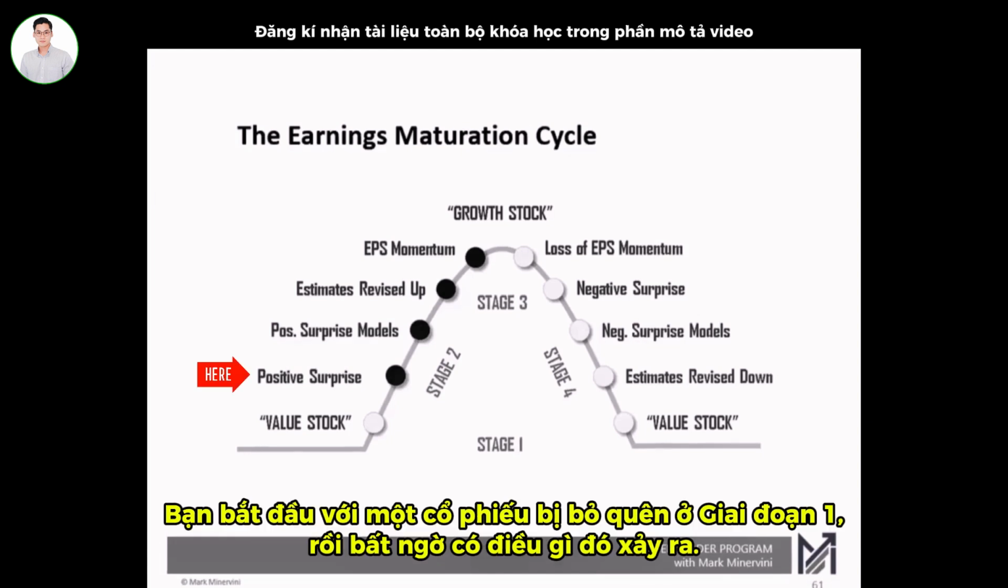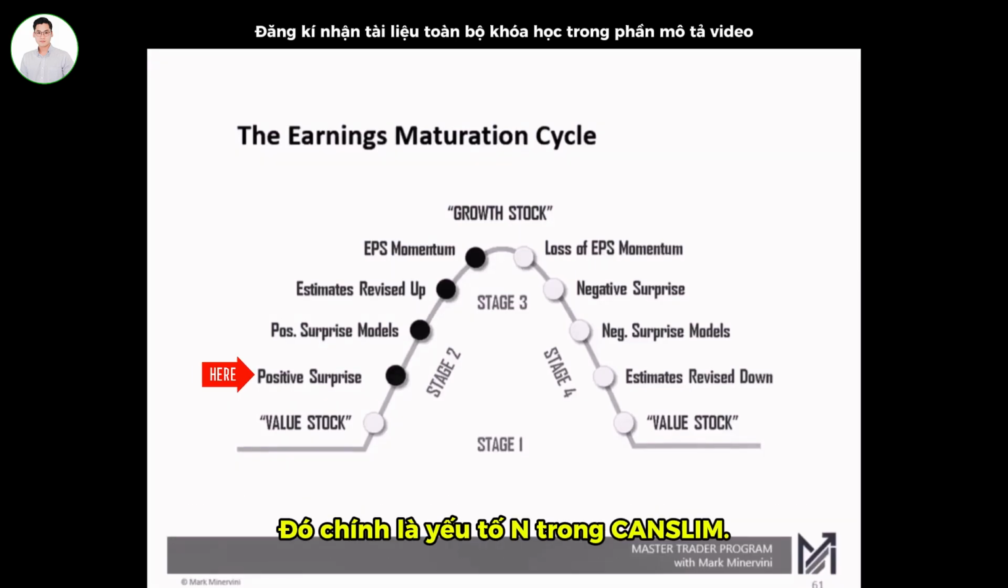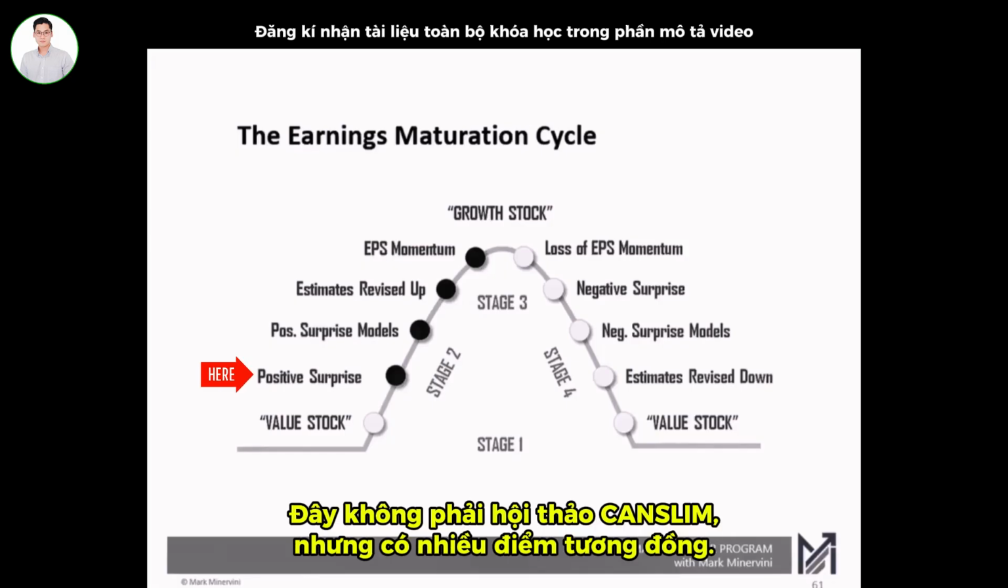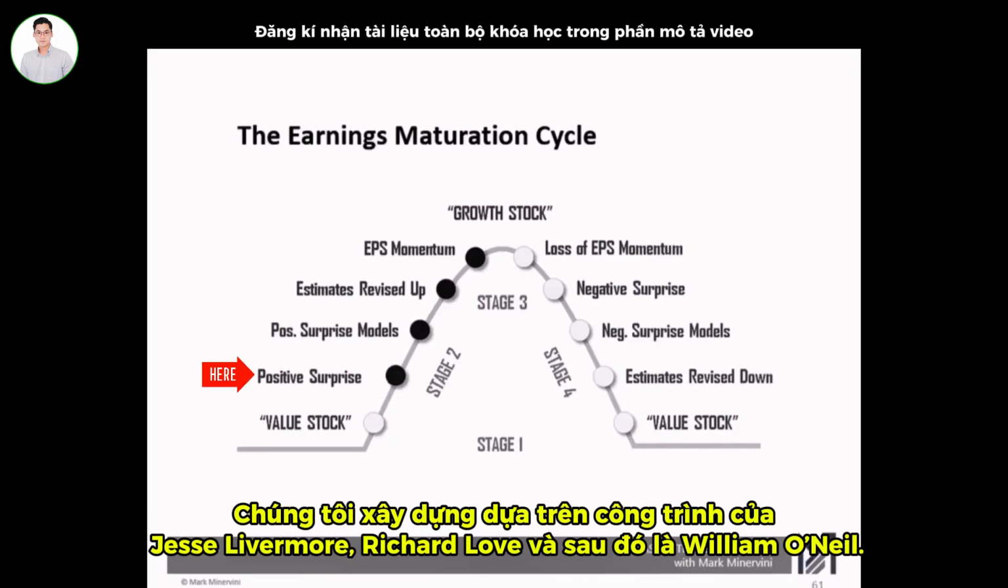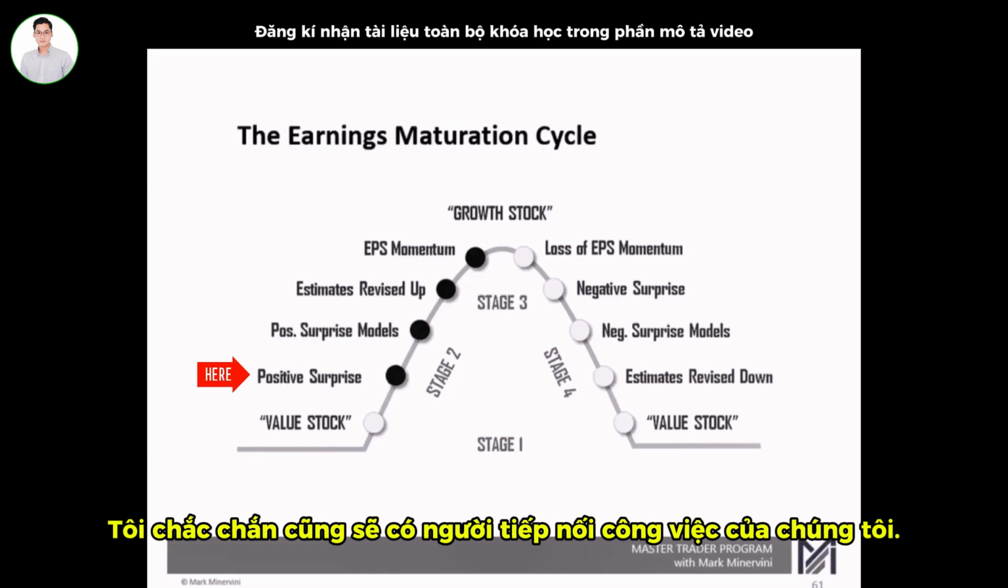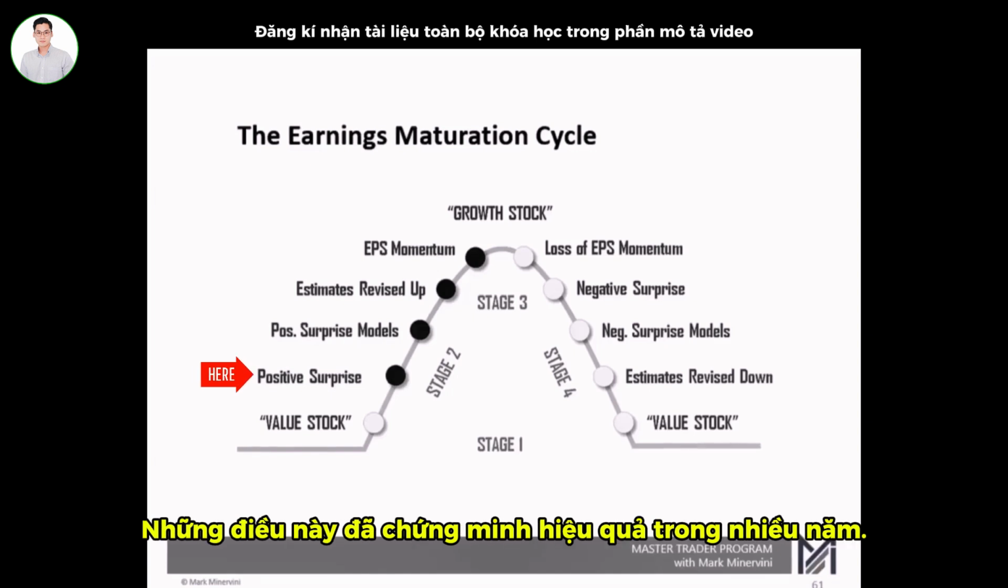So you start off with basically a stock that's been neglected. It's in stage 1, and then suddenly something happens. And this is sort of the N in CANSLIM. Now, this isn't a CANSLIM seminar, but I could tell you right now, there's a lot of overlap. We're just building upon previous work. I'm building on work that started with Jesse Livermore and then Richard Love in the 60s and 70s, and then William O'Neil. And I'm sure some of you will be building on my work and David's work going forward. So this is the same thing that's been working for years and years and decades.